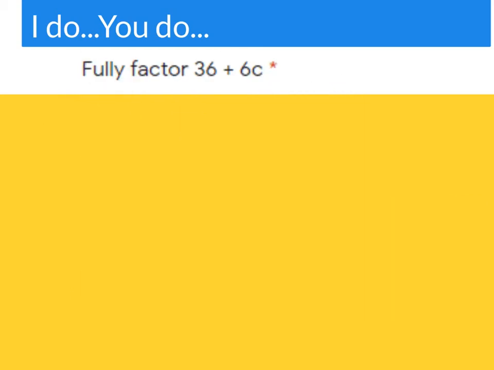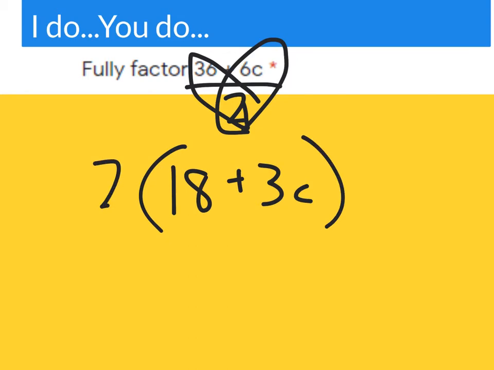Fully factor. I'm going to do this one in pieces, so maybe you see that a 2 comes out of them since they're both even. So you divide by 2, and you divide by 2. 36 divided by 2 is 18. And 6C divided by 2 is 3C. And what you factored out was a 2. But then you look at it again and you notice, oh, they still have a common 3, so we divide out a 3.